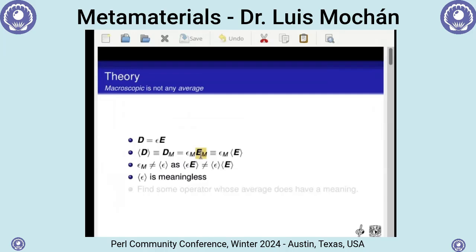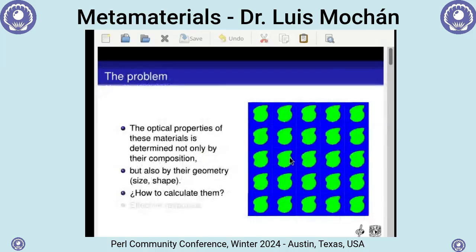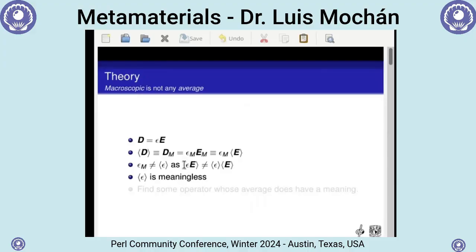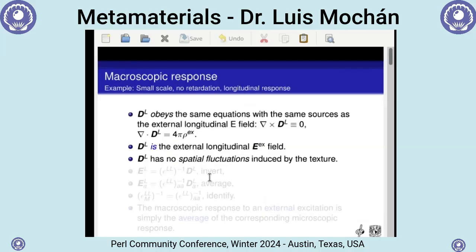However, as the electric field fluctuates as you move around in the original system, the electric field changes when you go, say, from the green region to the blue region, then the average of the product is not the same as the product of the averages. That means that, therefore, the average of the dielectric function is a quantity that has no clear meaning. I state here that it is actually meaningless. So what we have to do is to find some operator whose average does have a well-defined meaning.